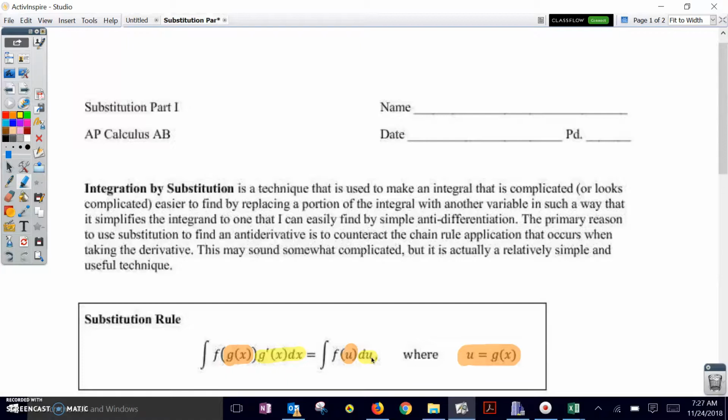Now, as we get into some more complicated examples, we'll see some different things, but today we're going to start with some relatively simple examples, and I'm even going to keep the training wheels on, so to speak, where we're going to tell you what the substitution is that you're going to make.